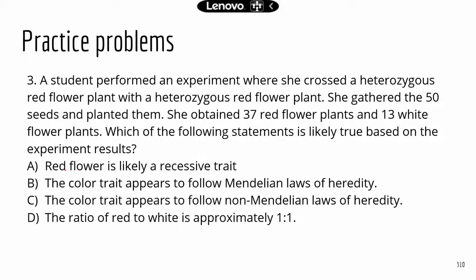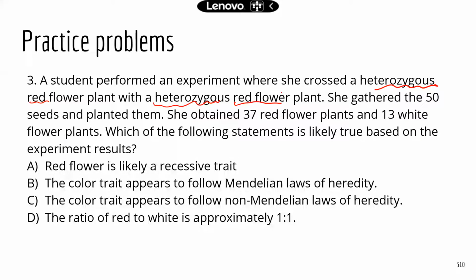Number 3, a student performed an experiment where she crossed a heterozygous red flower. So highlight the key information: heterozygous, and this is a red flower. The second parent is also a heterozygous red flower. She gathered 50 seeds and planted them. She obtained 37 red flower plants and 13 white flower plants. Which of the following statements is likely true based on the experiment results?